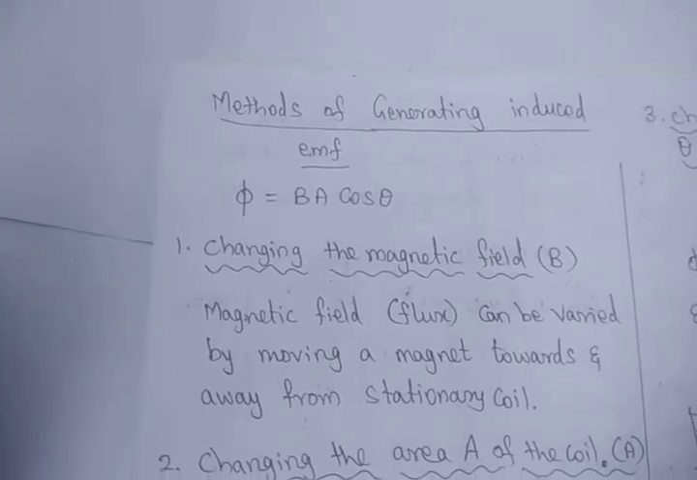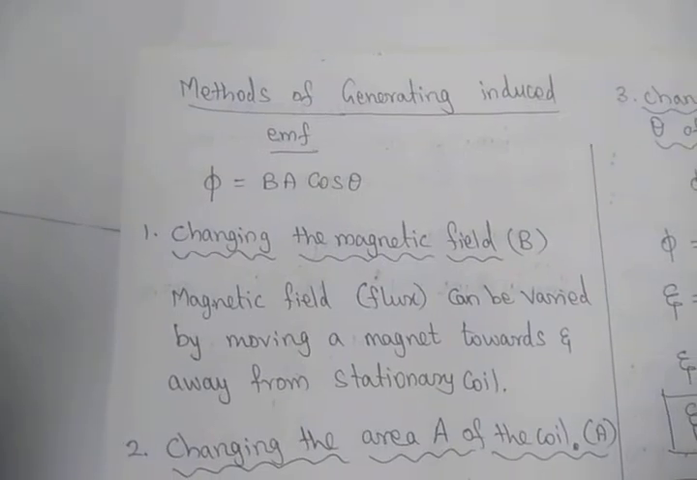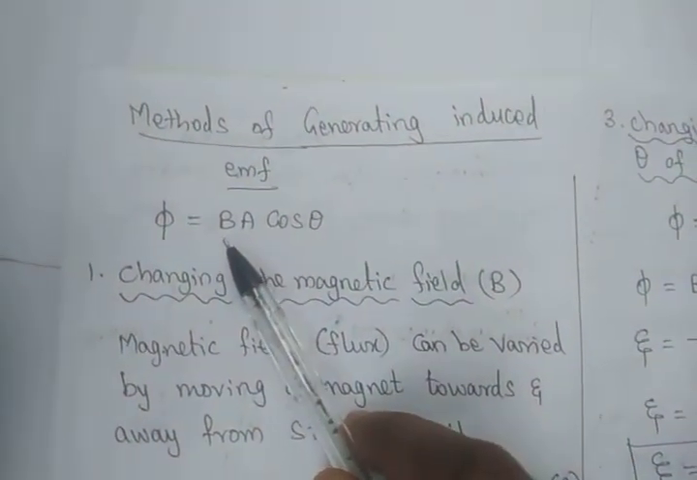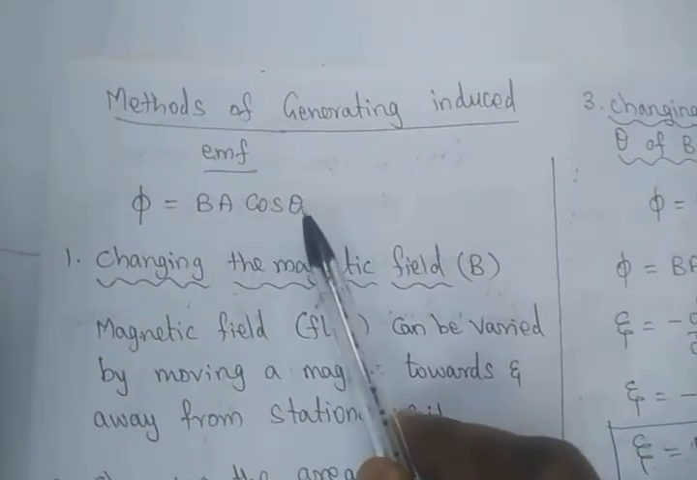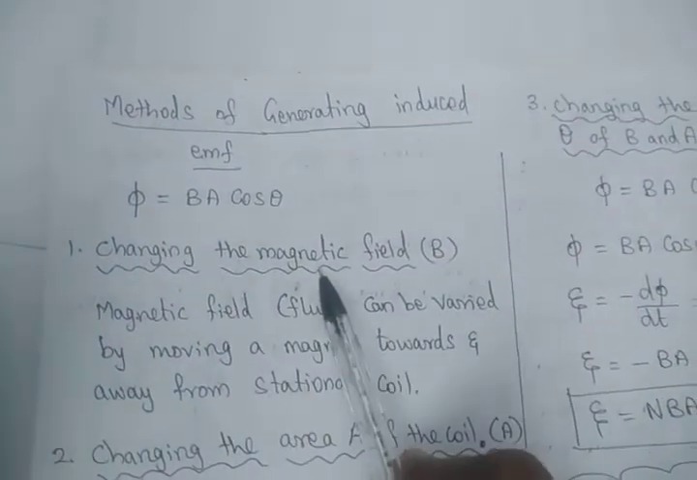Methods of generating induced EMF. From the equation we found that the flux phi is equal to BA cos theta. There are only three possibilities: changing the magnetic field, changing the area, and changing the angle theta. So the first concept is changing the magnetic field.